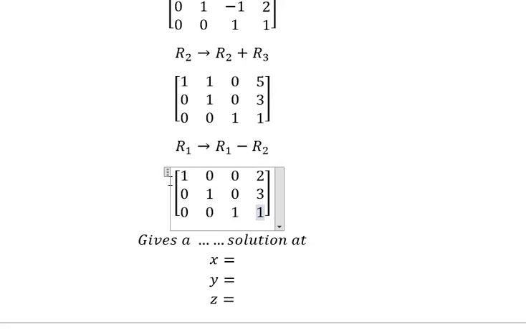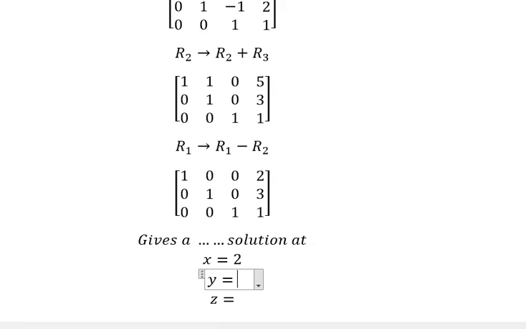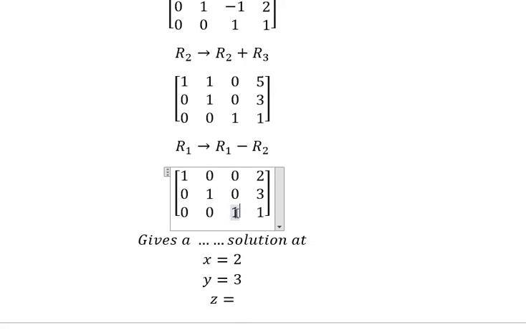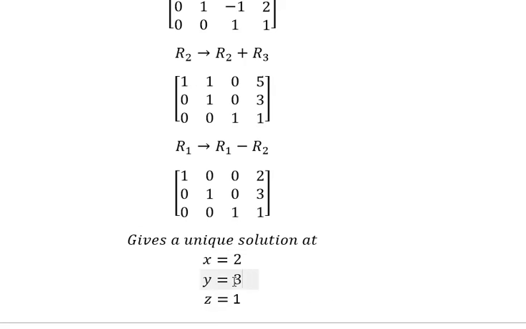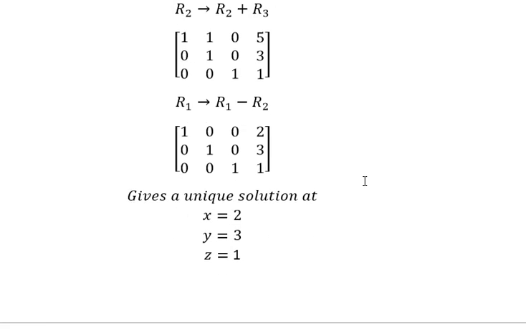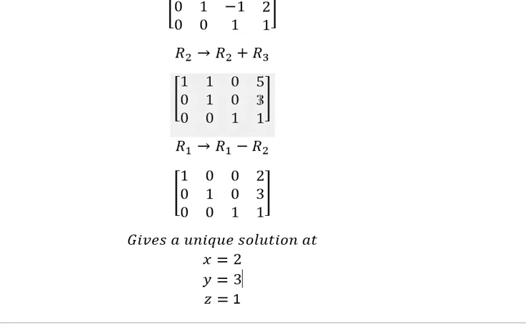Now at this point I can read off my solution. I have 1x being equal to 2, so x is equal to 2. Then I have 1y being equal to 3, so y is equal to 3, and 1z being equal to 1, so z is equal to 1. And we call this a unique solution because we have an exact answer. So this gives a unique solution at x equals 2, y equals 3, and z equals 1. And that's how we do it.